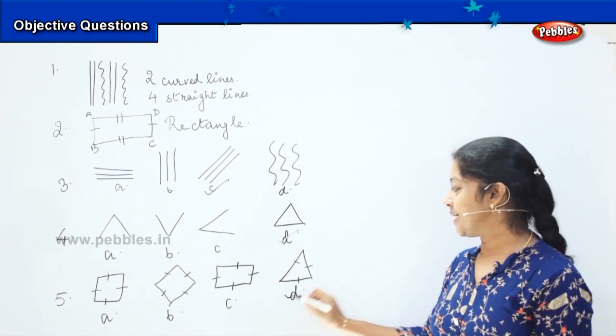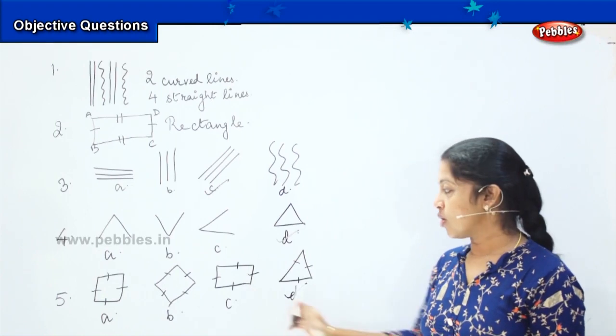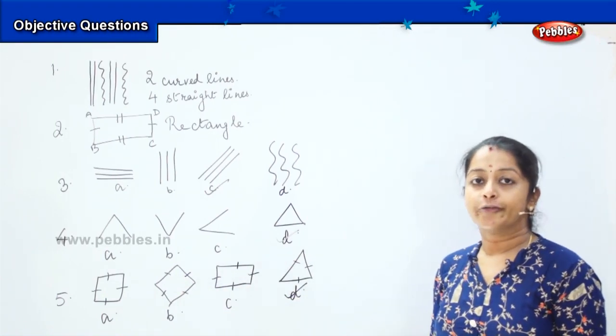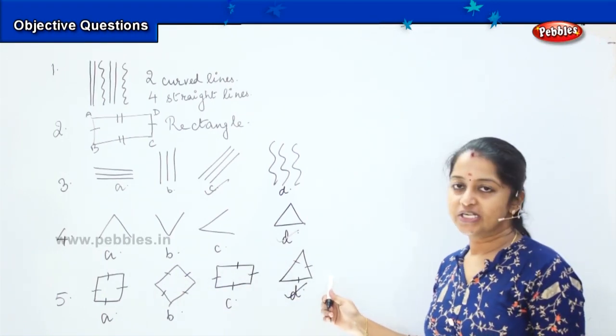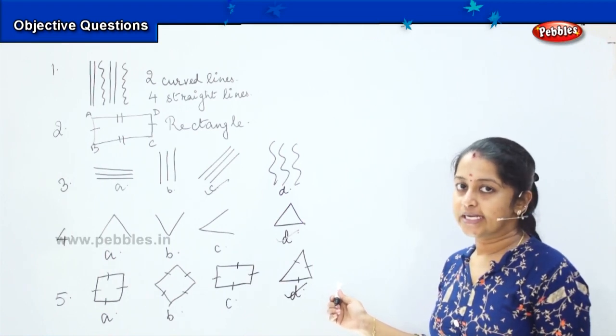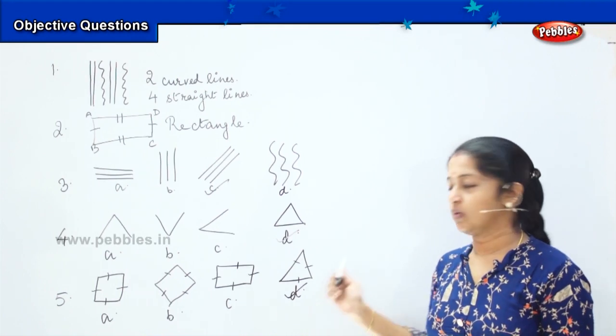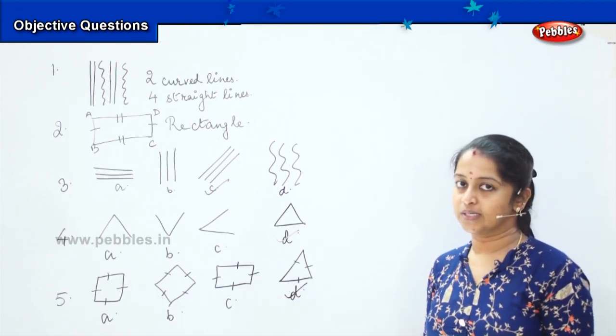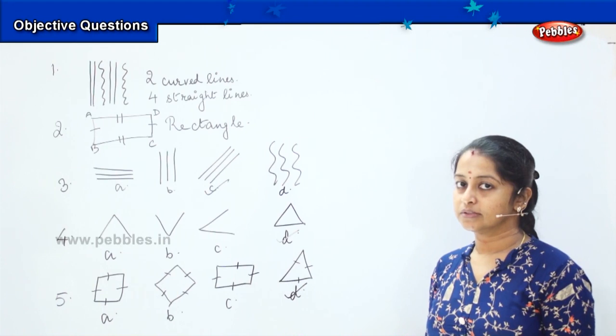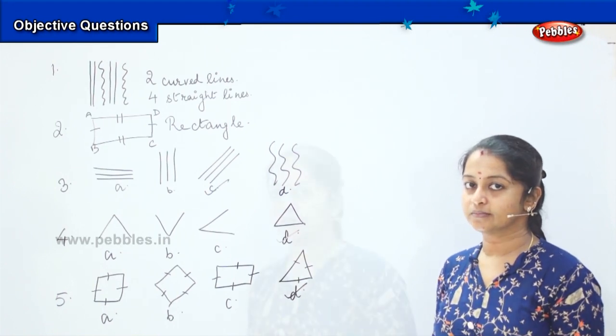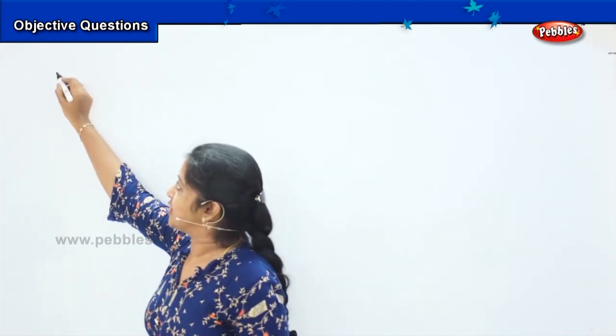True. Option D is odd one out because all the figures have got 4 sides whereas option D has only got 3 sides. So your right answer will be the triangle, which is the odd one out among the lot given. So is it clear? Shall we do with the next question? So here comes your 6th question.